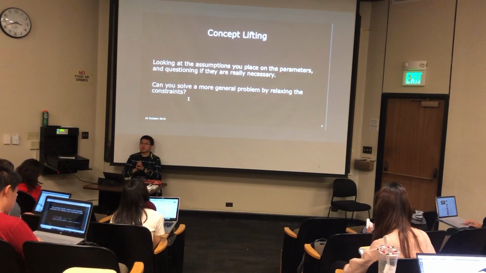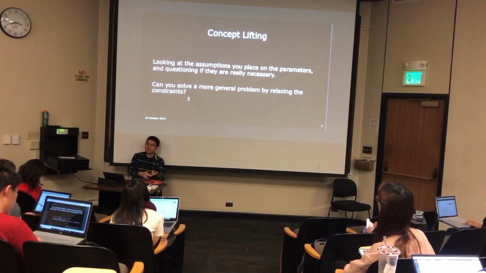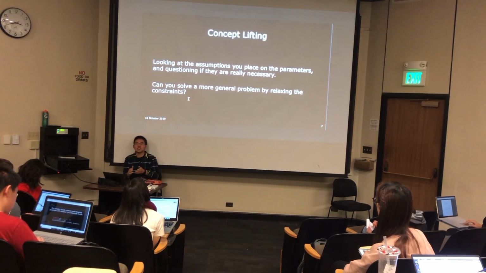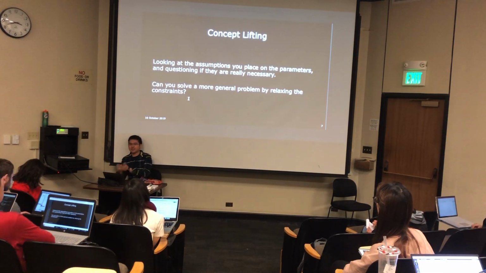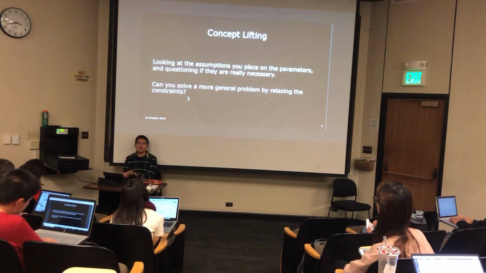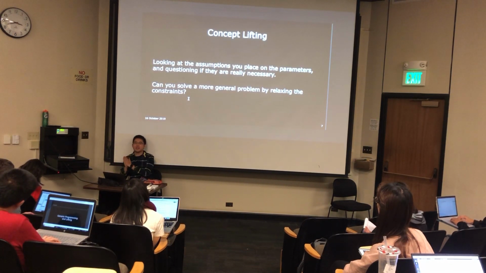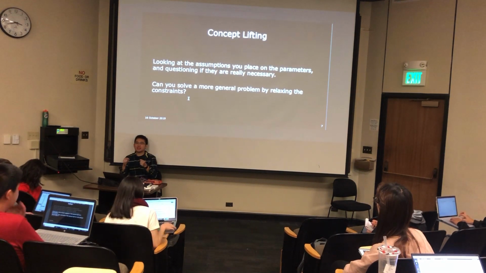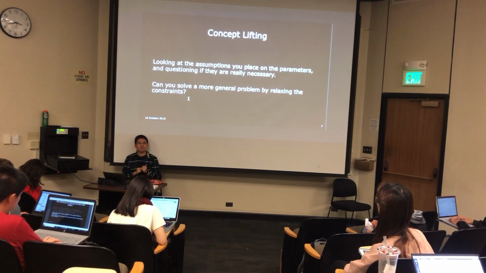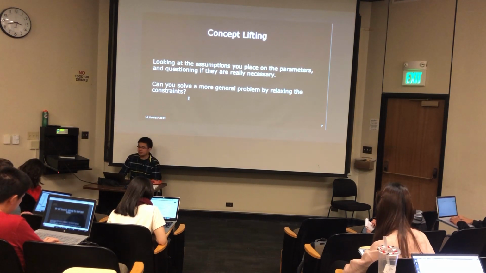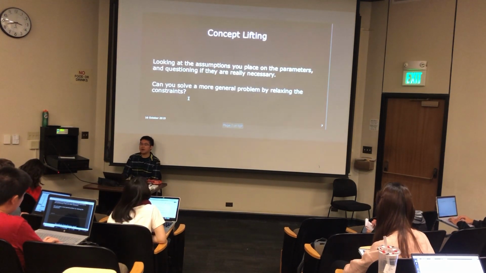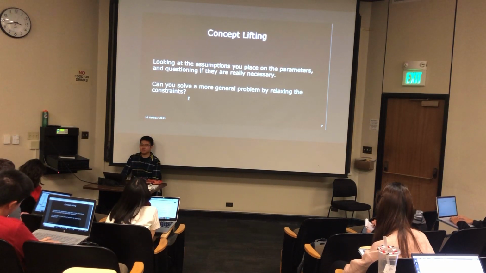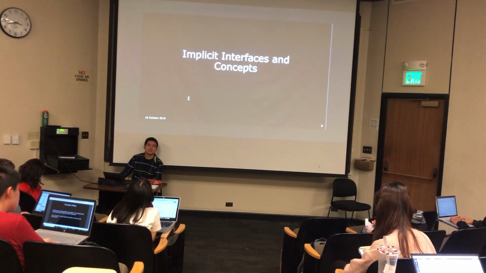Remember last time, we started with count occurrences for a vector of ints, and it tries to find how many instances of that int. We generalized it so that it can be a vector of any type. Then we generalized it even more so it can be any container of any type. We went one step further: it can be any range. We can count the occurrences in any range. But while you are doing that, you have to be careful about what you are assuming about your parameters. And that's where implicit interfaces come in.